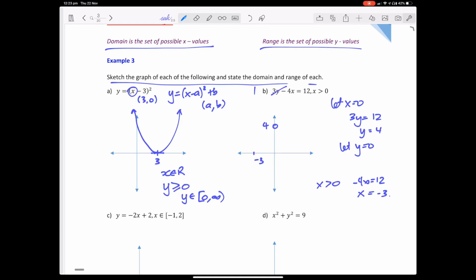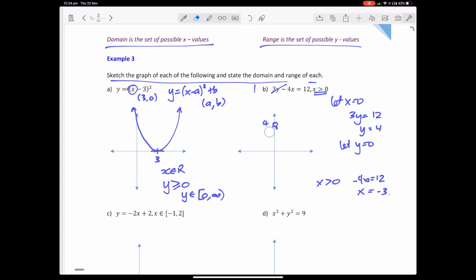So our graph's going to look something like that. Although that doesn't look right, because we know that our x-intercept is negative 3, but x is greater than 0. So is that the right way? We've got our y-intercept. We've got our x-intercept, but x can't equal negative 3, so we can't go that way. So we've got x is 0, y is 4.